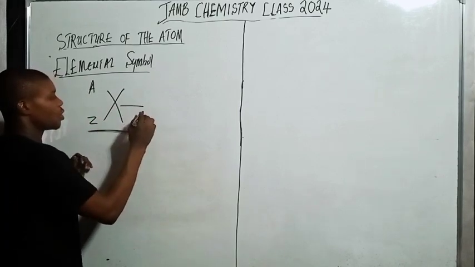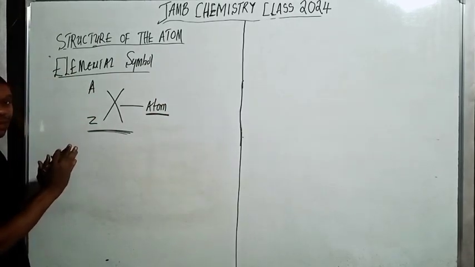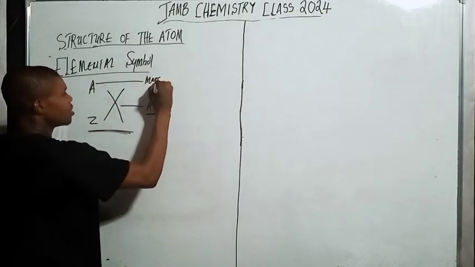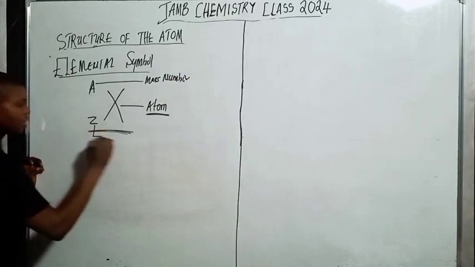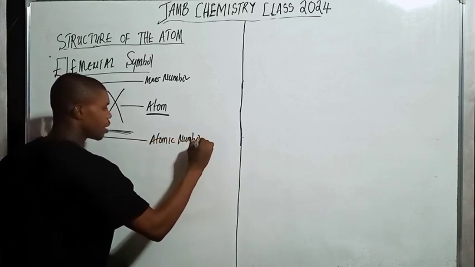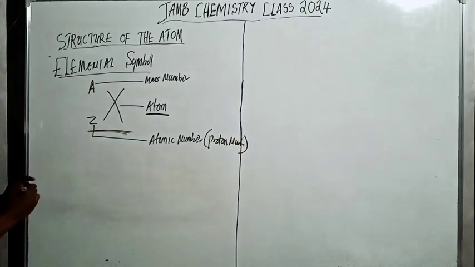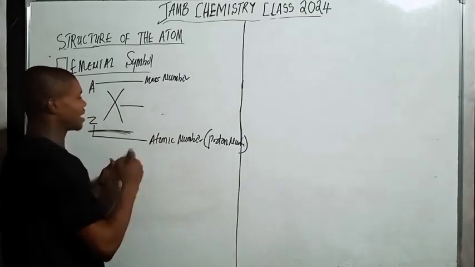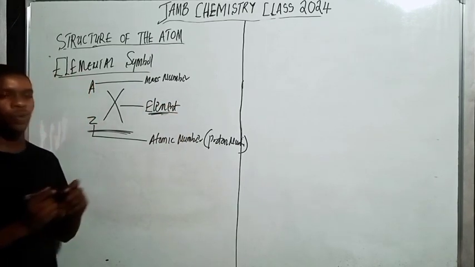So this one is the atom itself. Then this one here is called the mass number, and this is called the atomic number. And the atomic number is also our proton number. So this is what you want to take note of. At times you can also remove this one and say it is an element. That's why it's called the elemental symbol.